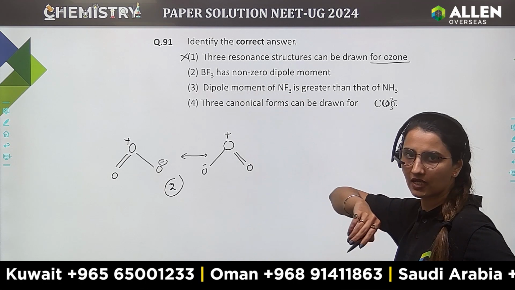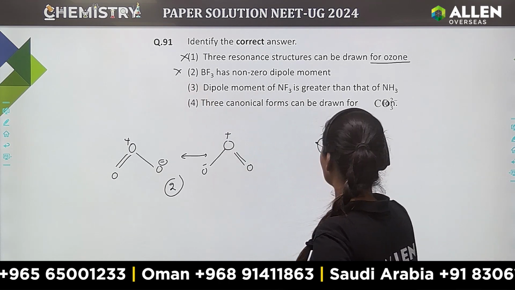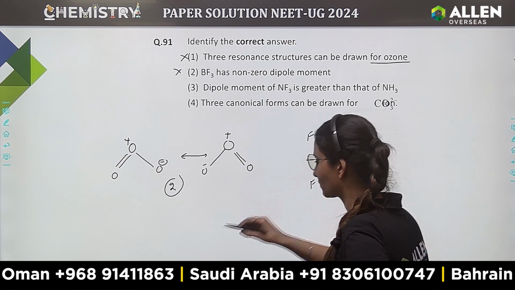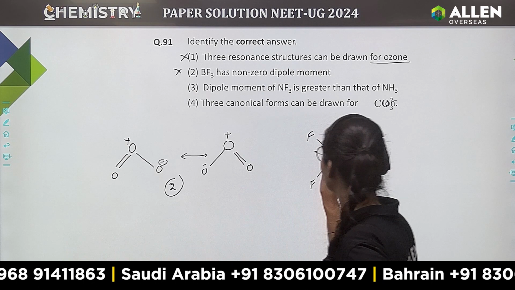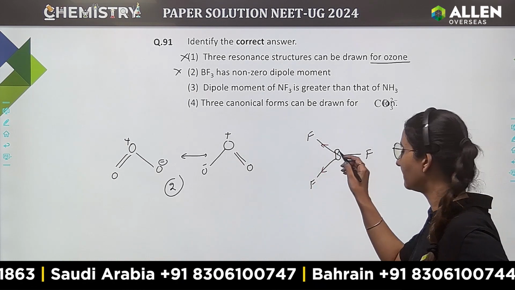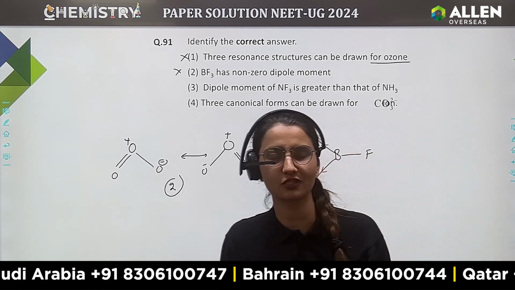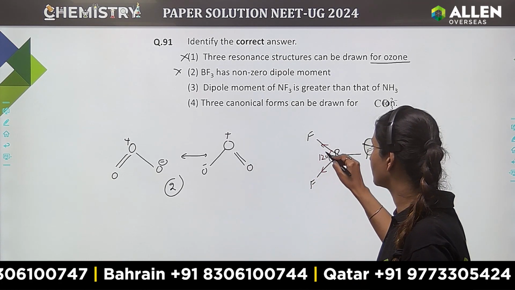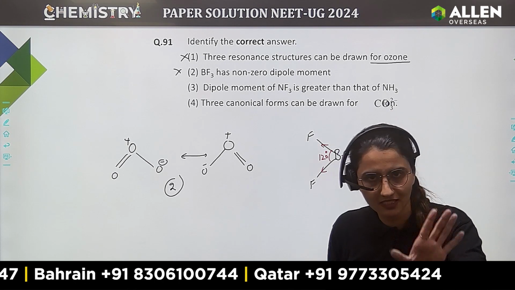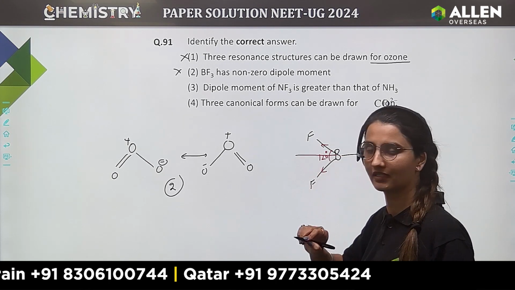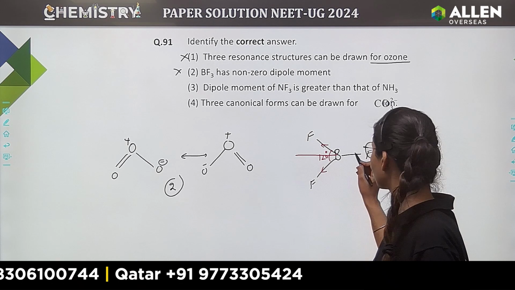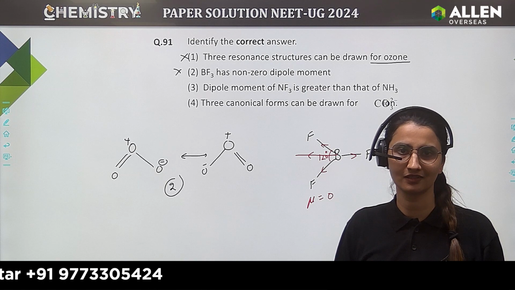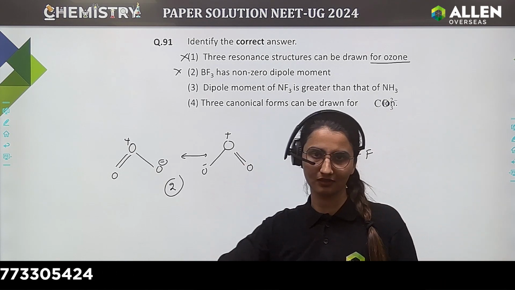BF3 has non-zero dipole moment, wrong. Students, why? See, BF3 has this structure. Dipole moment of these two bonds will be oriented when you find using the parallelogram law of vector addition. When two vectors are at 120 degree, the resultant is equal and in the center. Here the magnitude of the vector is the same as that of this vector. So the resultant dipole moment is, students, 0. It is a non-polar molecule.